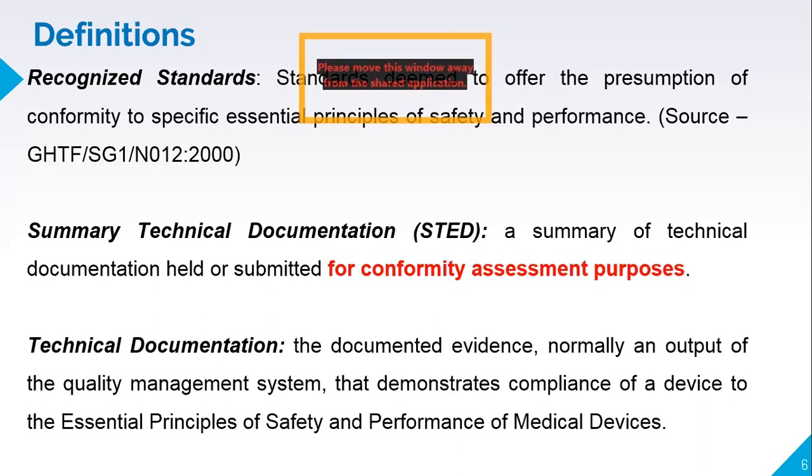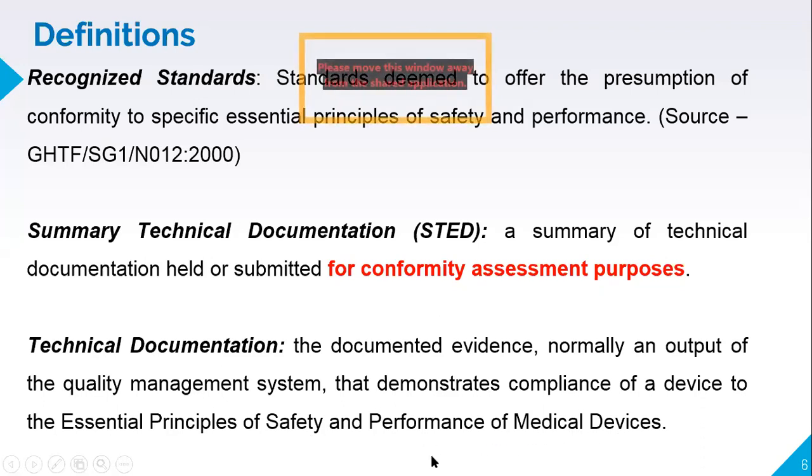Safety and performance యొక్క essential principles ని మీరు ఫాలో అవుతూనే మీరు చేస్తున్నారని చెప్పటమే ఈ యొక్క సమ్మరీ STED యొక్క మెయిన్ పర్పస్ అన్నమాట. Then what is this technical documentation? Third definition: the documented evidence, normally an output of the quality management system, that demonstrate the compliance of a device to the essential principles of safety and performance of medical device. See the word, the essential principles of safety and performance of the medical devices.